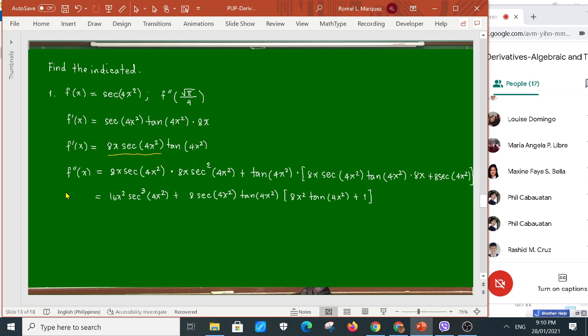Okay, let's now determine the value. Total value lang naman ang gusto natin. F double prime of square root of pi over 4. Pag in-square ko, 16 times, anong square nito? Pi over 16. Correct? Okay, Rashid?